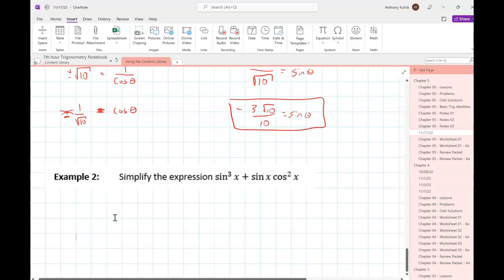All right. So let's look at this guy. It says sine cubed x plus sine x times cosine squared x. Does anybody see an algebra thing I can do here?